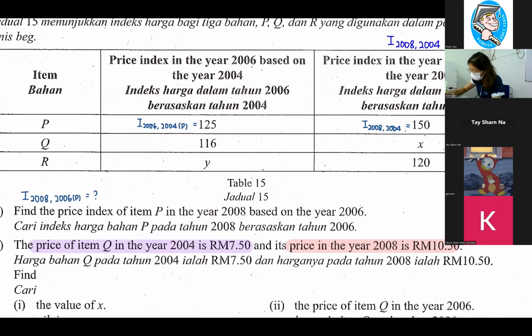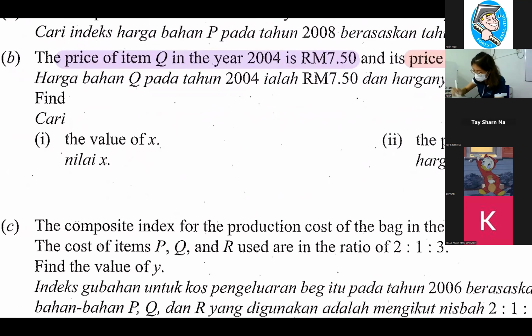2004 and 2008 here. The question asks for the value of X, which is the price index. What you want is the price index, this is I bar. X equals, sorry, so I bar 2008 based on 2004 for item Q equals what?